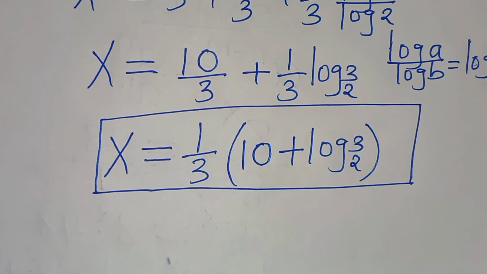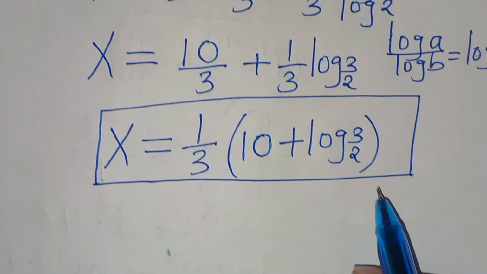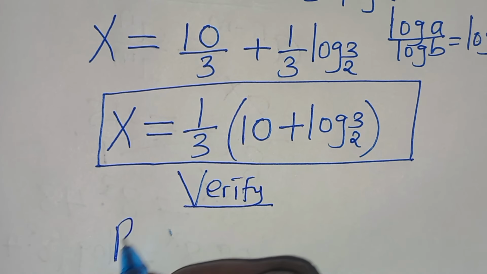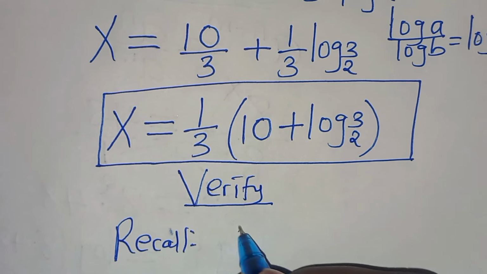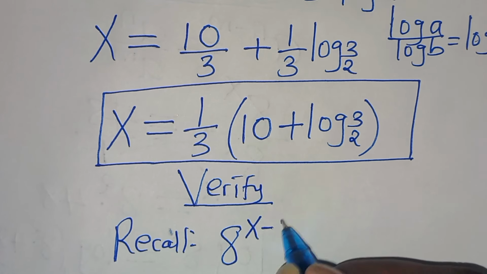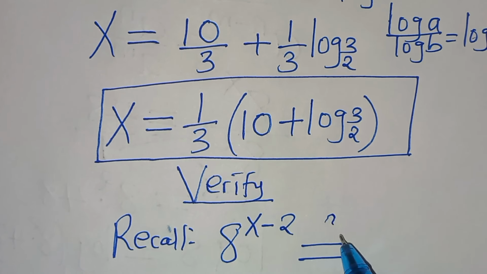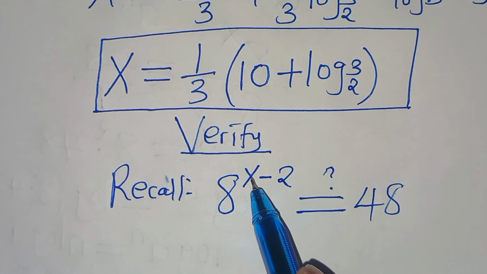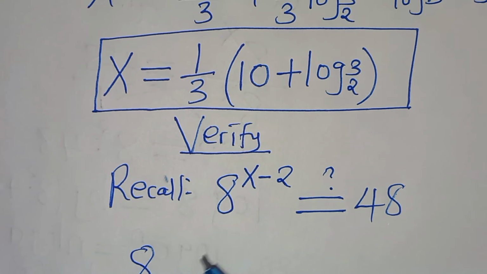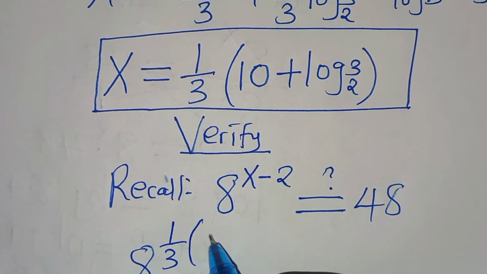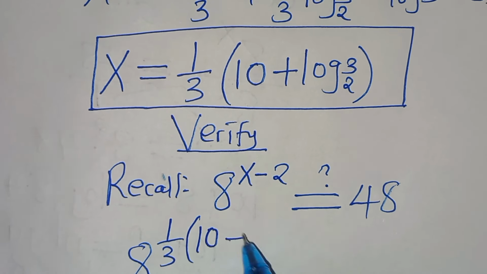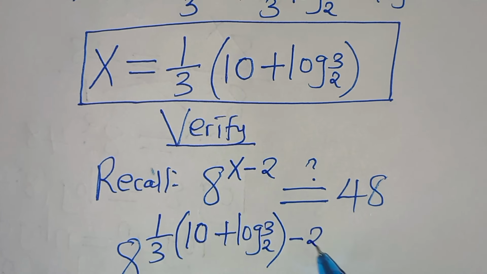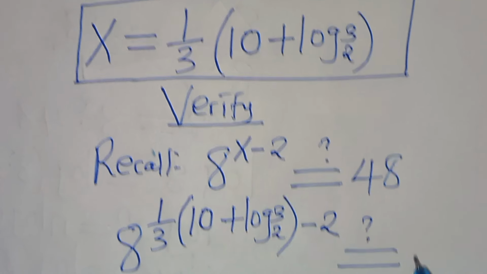Now the next step from here is to verify that this value of x satisfies the equation. So let's verify. If you recall, we have that 8 to the power of x minus 2 is supposed to give us a value of 48. Substituting the value of x, we have 8 to the power of 1 over 3 into the parentheses, 10 plus log 3 to base 2, close the parentheses, subtract 2. This should give us a value of 48.